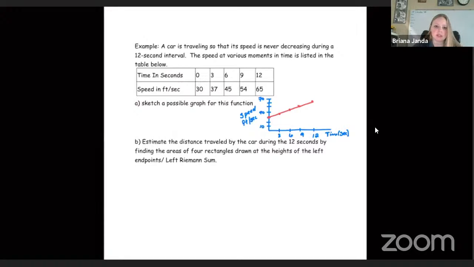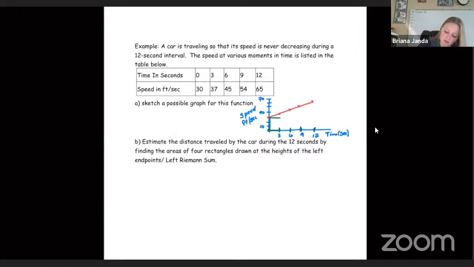Then part B says estimate the distance traveled by the car during the 12 seconds by finding the areas of 4 rectangles drawn at the heights to the left endpoints, or the left Riemann sum. As we look at our time that starts at 0 and ends at 12, if I need to split that into 4 equal rectangles, it's kind of nicely done for me. Half would be at 6, cut each of those in half. So each of my rectangles will have a base of 3, which matches the data they gave us. And then from this, I'm supposed to use my left endpoint. So my left endpoint would be 0 for this first rectangle.